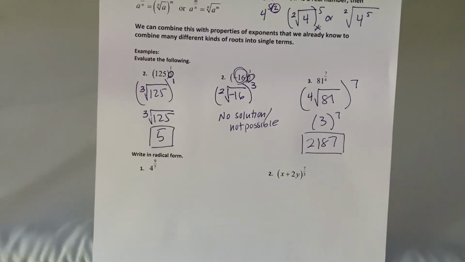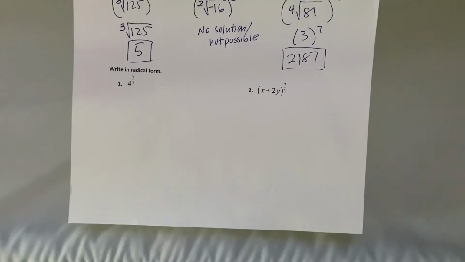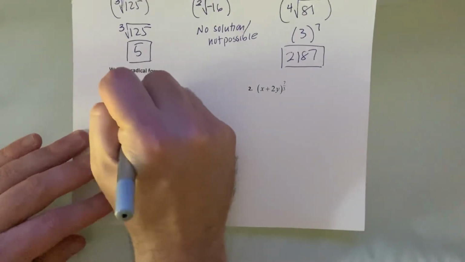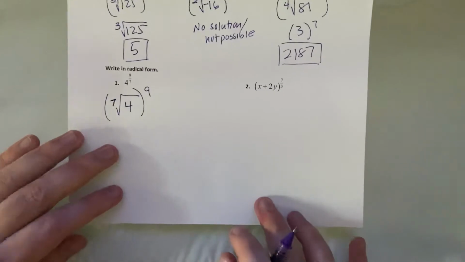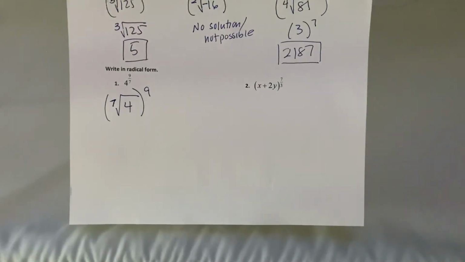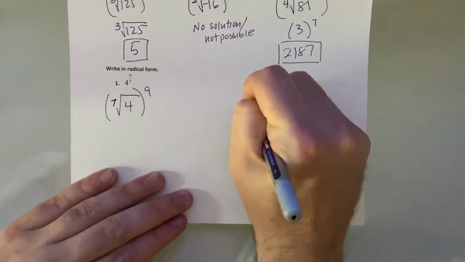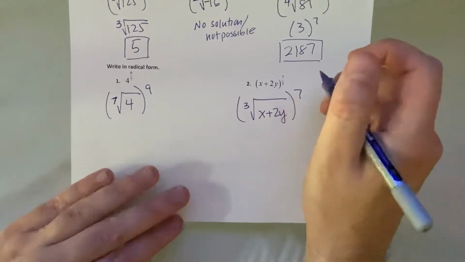Now, besides evaluating, let's just try writing in radical form. We should be able to do this if we've done the last thing. 4 to the 9/7 power is really the 7th root of 4 raised to the 9th. x plus 2y to the 7/3. Even though there's variables, we can still rewrite it. This is the 3rd root of x plus 2y, all raised to the 7th.